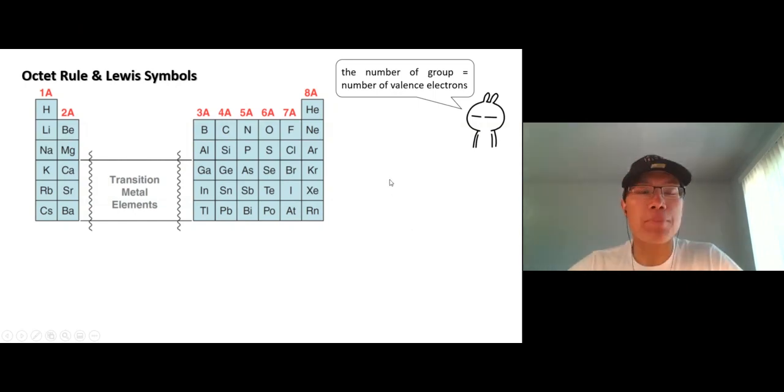How's it going? The first skill that you need to have is drawing molecules. We have to review a little bit the Lewis symbol, the octet rule, and how to draw the molecule, regular stuff in Gen Chem 1. Let's take a look at this periodic table.